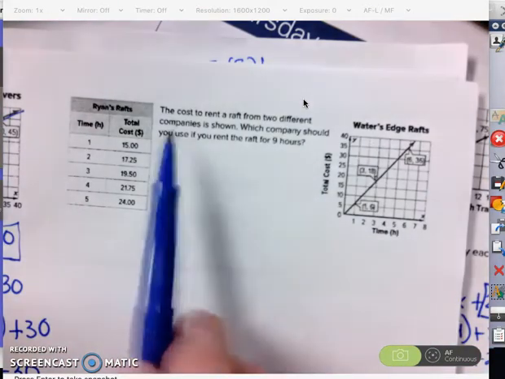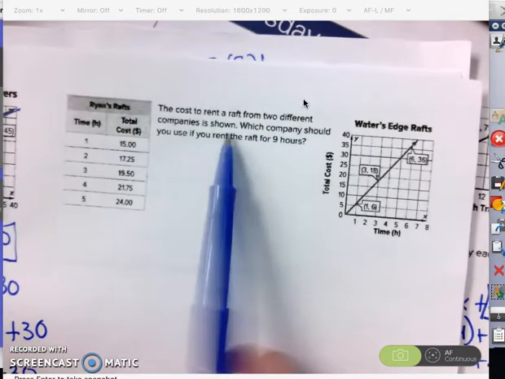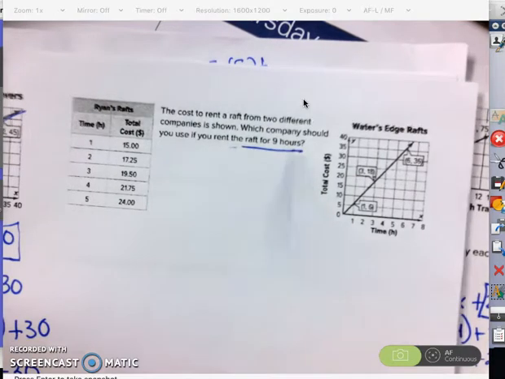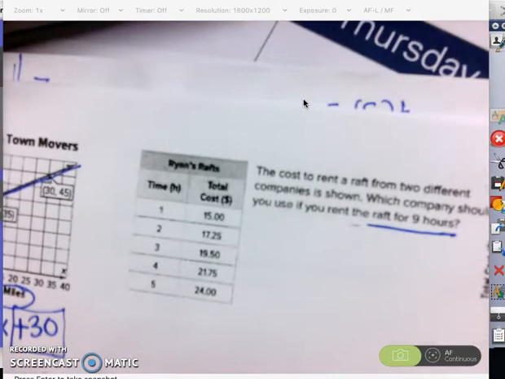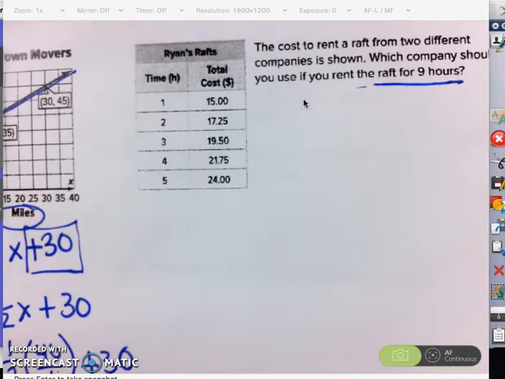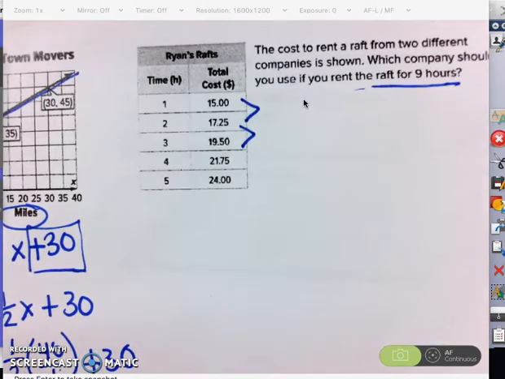Okay, the same thing, 2 companies. The cost to rent a raft from 2 different companies is shown. Which company should you use if you rent the raft for 9 hours? So our first table, can you see that? Yeah. So we want to find the rate of change here. What am I adding from 15 to get to 17.25?